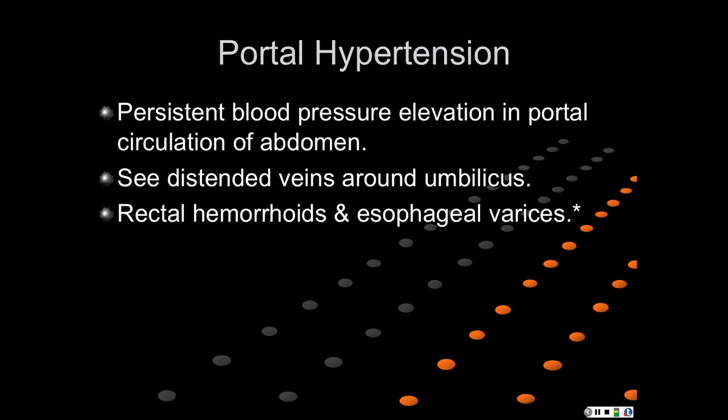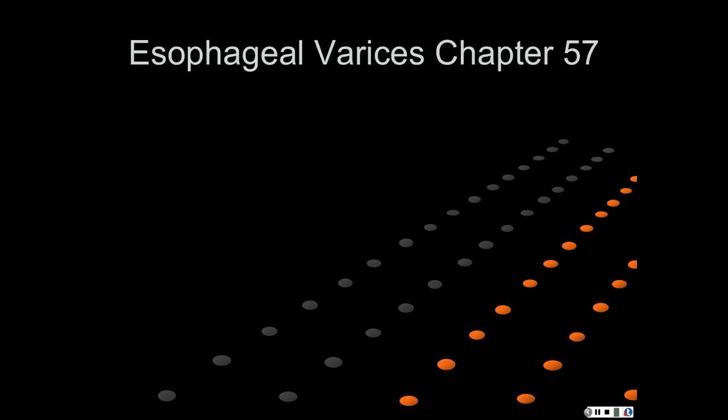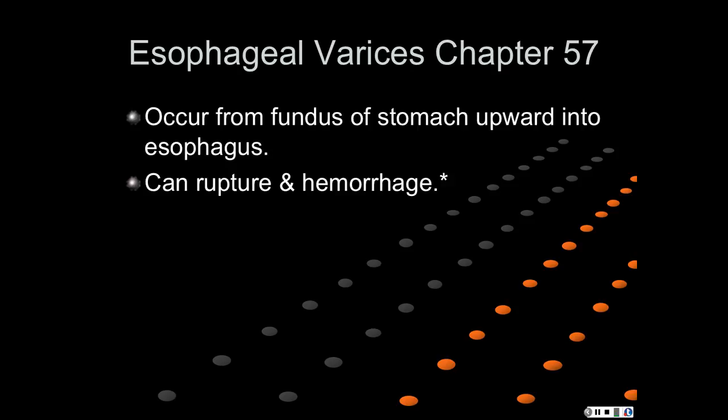And then portal hypertension, persistent blood pressure elevation in the portal circulation of the abdomen, and they end up with distended veins around the umbilicus. And with that hypertension, they also end up with hemorrhoids and esophageal varices. Esophageal varices occur from the fundus of the stomach upward into the esophagus. These are thin veins. Because of the pressure, the veins become thin, they rupture easily, they bleed easily.